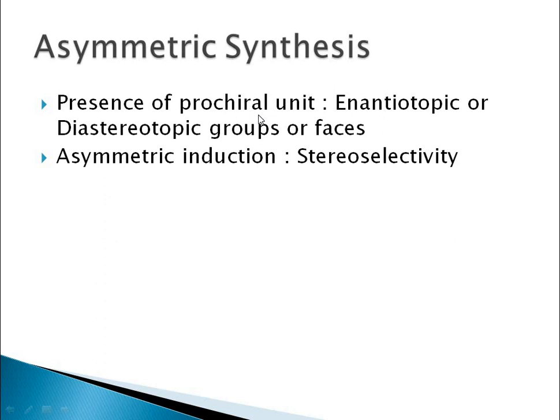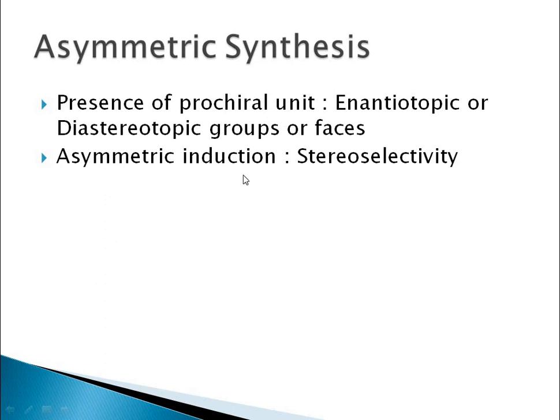The conditions required for asymmetric synthesis are, first of all, that there should be the presence of a pro-chiral unit. The pro-chiral unit should be present in enantiotopic or diastereotopic form. They can be groups or they can be faces. At the same time, there should be asymmetric induction.